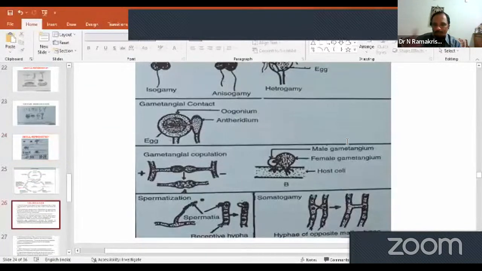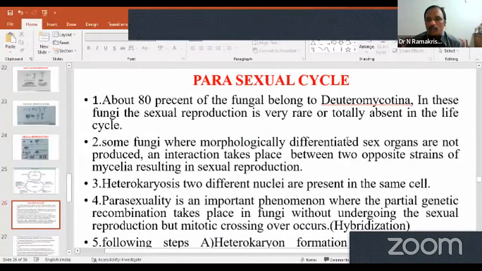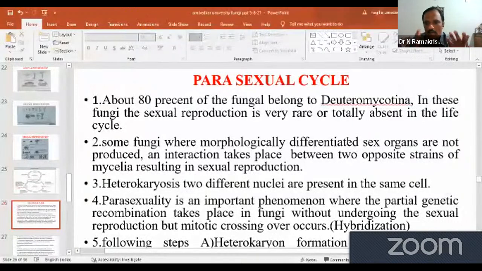And the next most important point is the parasexual cycle. The fungi can be divided mainly into Myxomycota and Eumycota. Eumycota is the true fungi. Eumycota is divided into five sections: Mastigomycotina, Zygomycotina, Ascomycotina, Basidiomycotina, and Deuteromycotina.